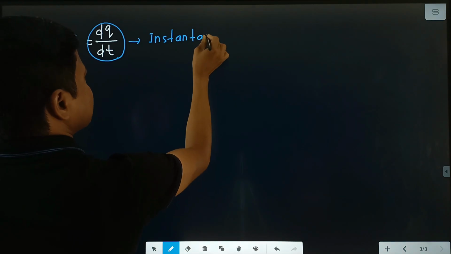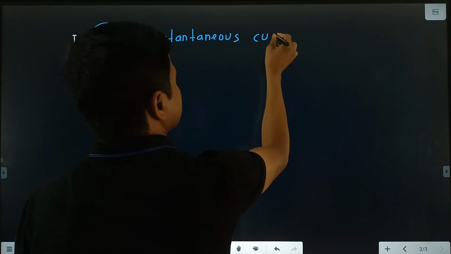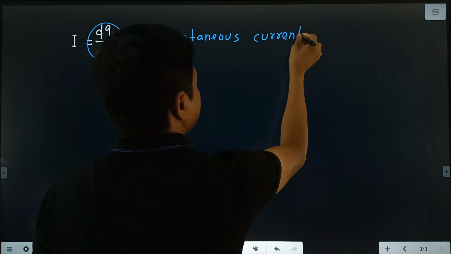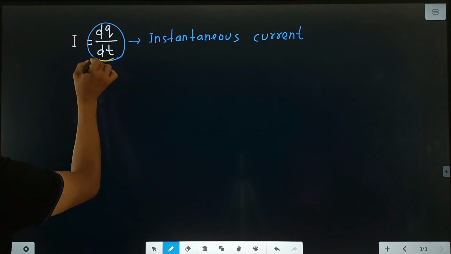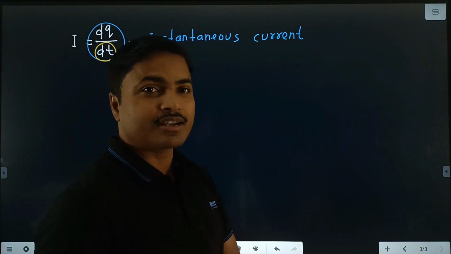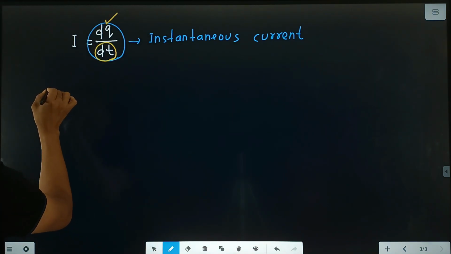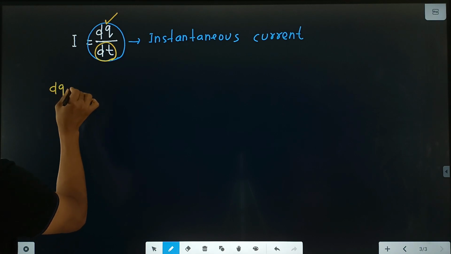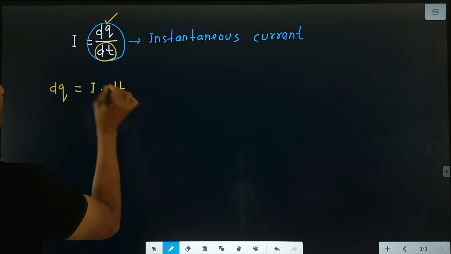This is known as instantaneous current. That means if time is dt, or a very small time, then in that very small time the total charge flowing through the circuit, that is dq, is equal to I multiplied by dt.